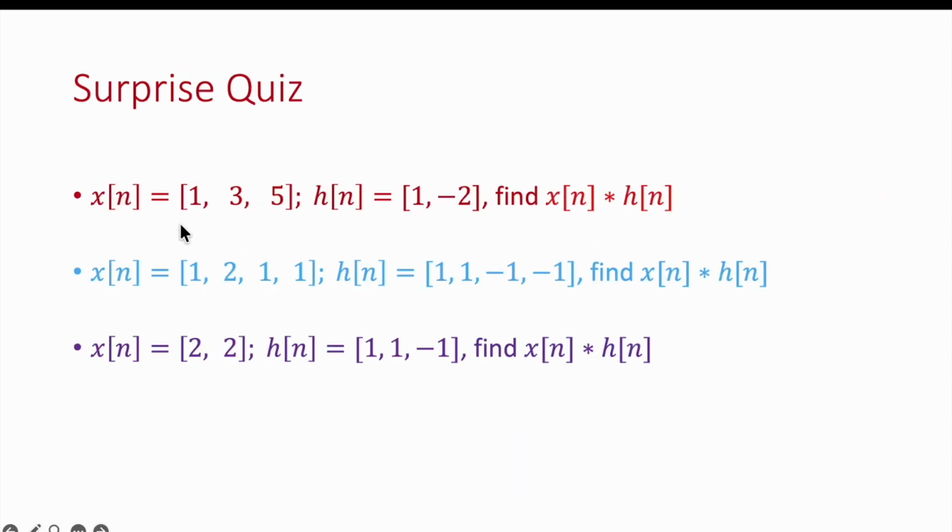So this is a surprise quiz. You need to solve all of them together and find the convolution using both methods, the circular sum by column method and the simple method. So you need to apply both methods and calculate what is the resultant signal, and then give me the answer in the comment section so that we can discuss.